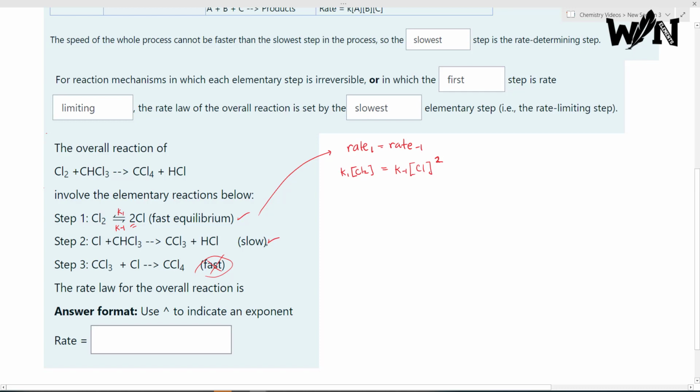Now let's go to the next step where we are going to focus on our slow one. So if that's the case, let's label this as K2. How about that? So rate of 2 equal to K2. Again, all the K are the same. We're dealing with the same chemical reaction, okay? Cl and CHCl3. What do they have in common? Well, they have Cl in common.